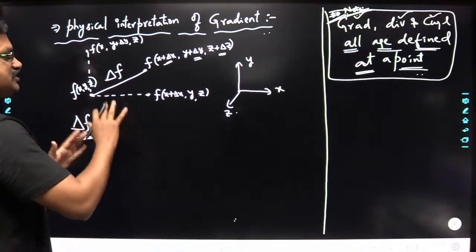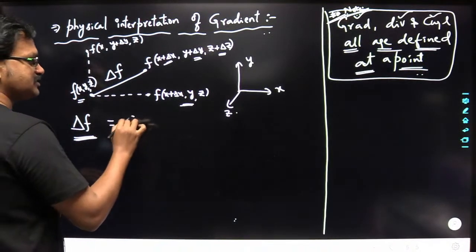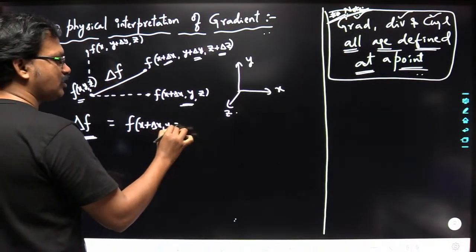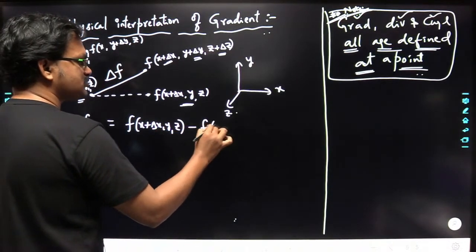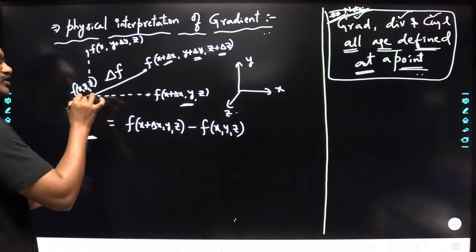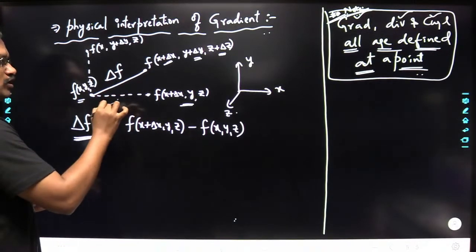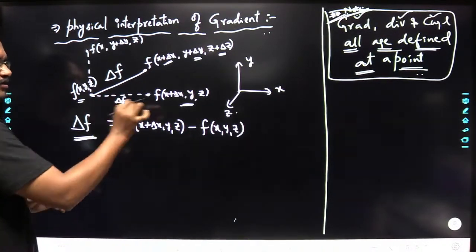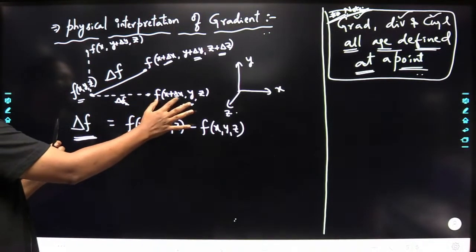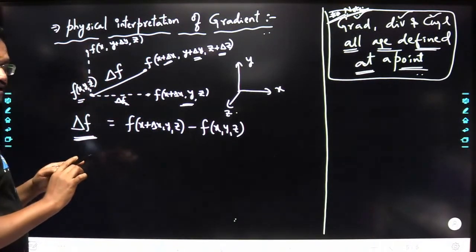Okay, so the change in function along x. What is the change in function along x here? I can represent this as f of x plus delta x comma y comma z minus f of x comma y comma z. So I have moved from here to here along the x direction. So this is going to give you the change in function along x. So the change in function along x is nothing but f of x plus delta x comma y comma z minus f of x comma y comma z. Yes or no? Okay.